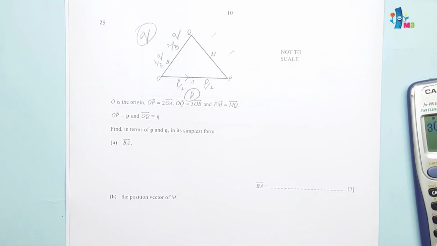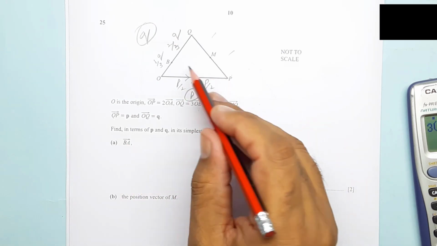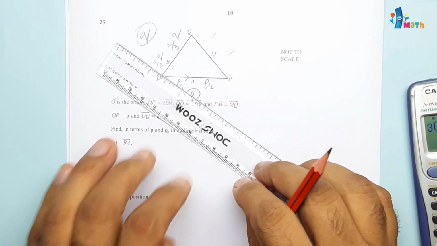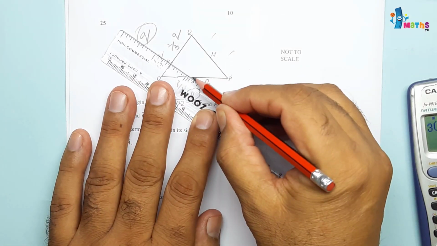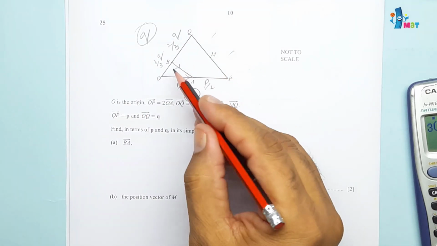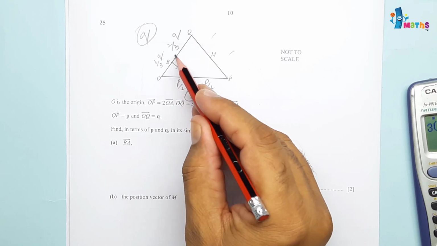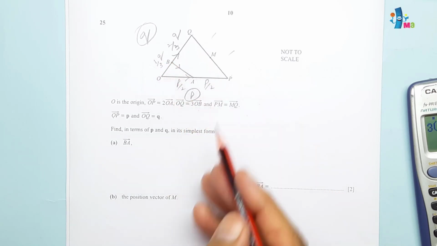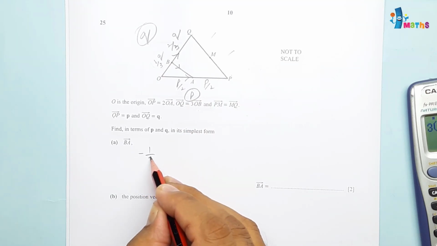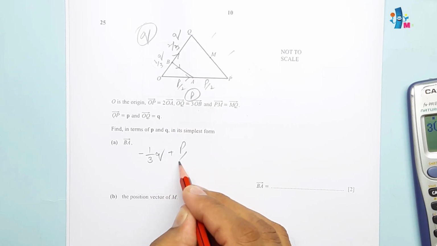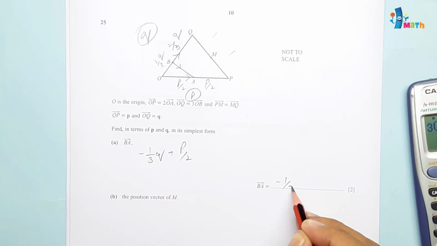Now they are saying find, basically we have to find BA. B to A, we will join. So this is BA. We'll have to start from B. Q is in this direction, so this will be minus 1 by 3Q, and plus P by 2. So this will be our answer.